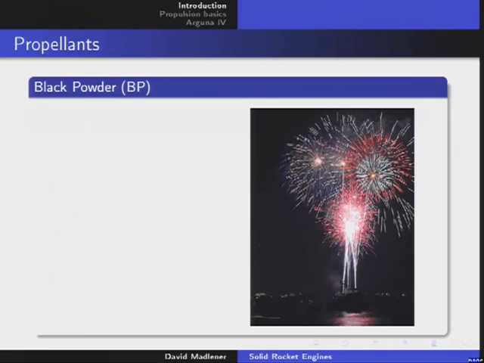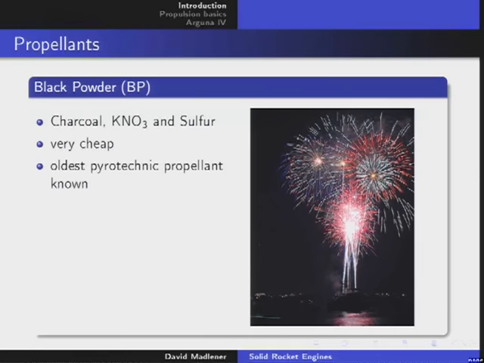Then there are high energy composite fuels, and especially for the military, minimum signature fuels. So let's start with black powder. Everybody's seen it. It's made of charcoal, potassium nitrate, and sulfur. Very simple, and known for thousands of years. It's very cheap, as I said, the oldest pyrotechnic known. And the grains are made of pressed powder.